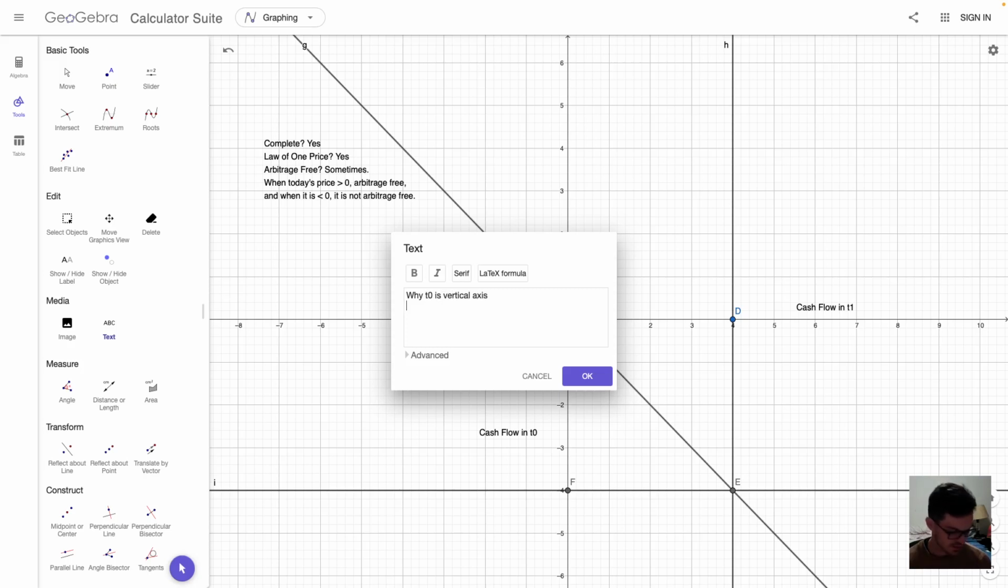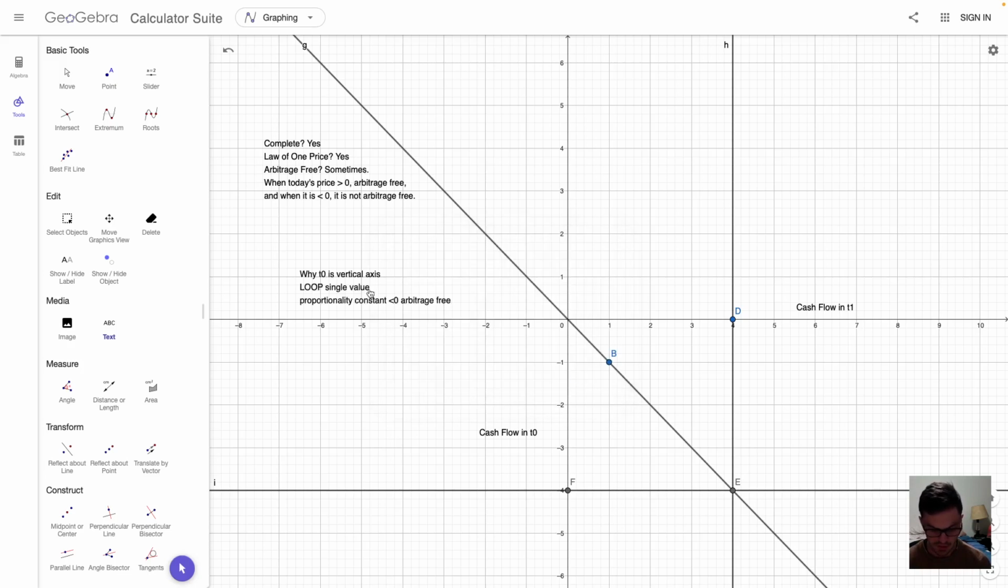And then the next question is law of one price, single value, and I'll explain what I mean. And then proportionality constant greater than 0, or I'm going to call it less than 0, arbitrage free.